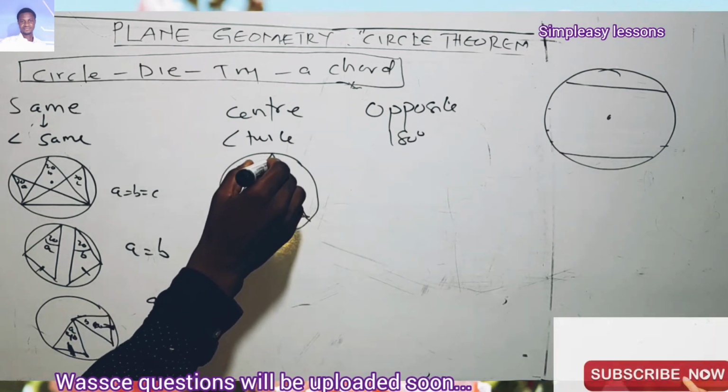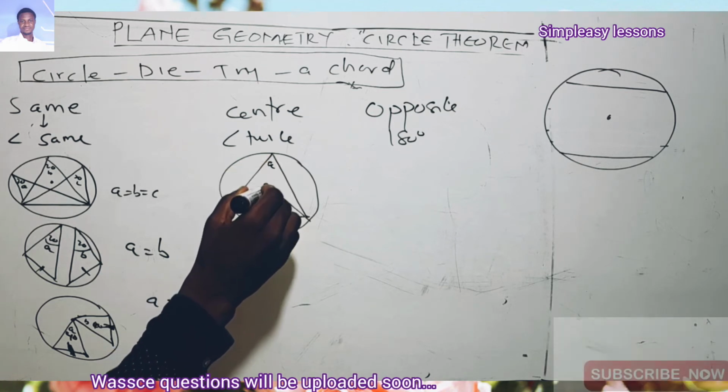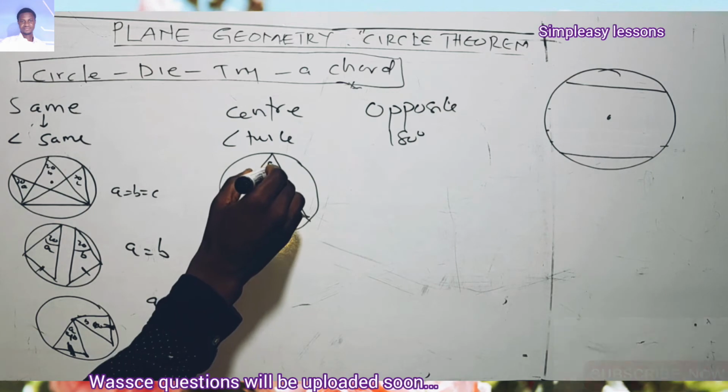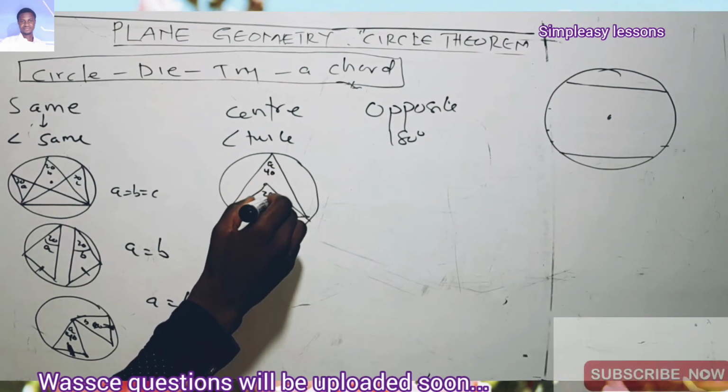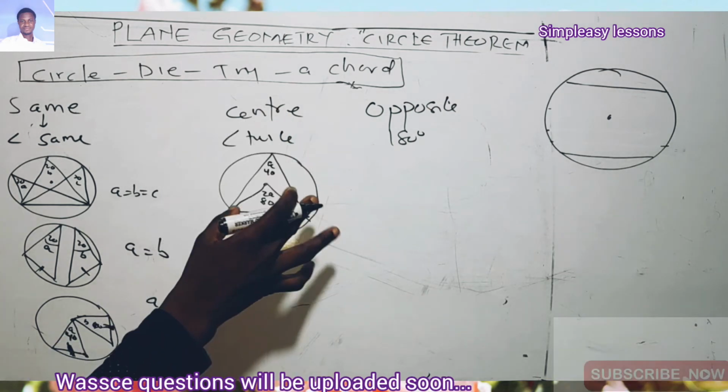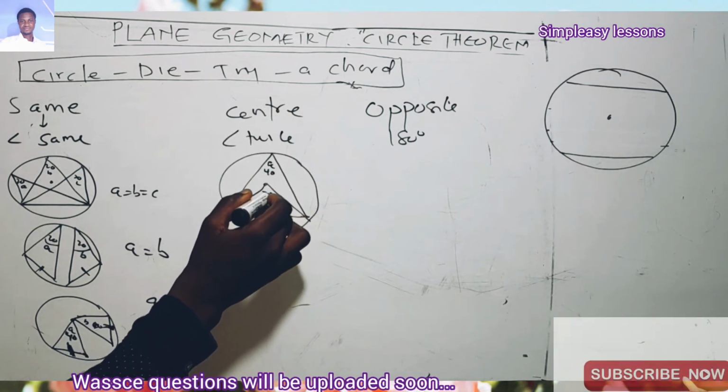So if we have A here, you multiply A times 2, then you get the center one. So here is going to give you 2A. If here is 40 degrees times 2, here is going to be 80 degrees. Is that okay? So that is basically about the center. If A is 40, this particular angle here will be twice.